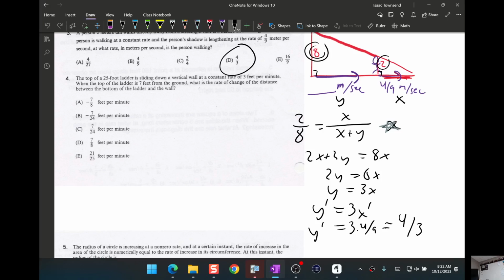Okay, so I went through the last part pretty quickly, but again, all I did was simplify a little bit, took the derivative with respect to time, plugged in the thing I knew, and solved for the thing that they wanted.